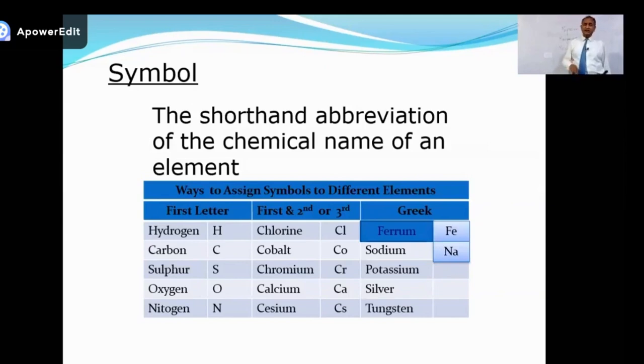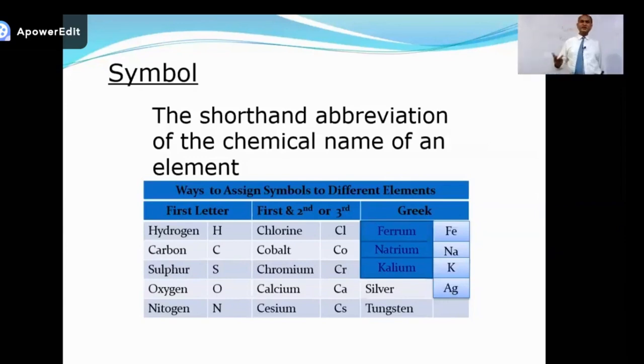So iron, its symbol is Fe. Why? Because its actual name is taken from Latin or Greek. So Fe, ferrum. Next is sodium. I think most of you know the symbol of sodium is Na. Why? Because the actual name of sodium is natrium. Right? Potassium, K. Why? Kalium.